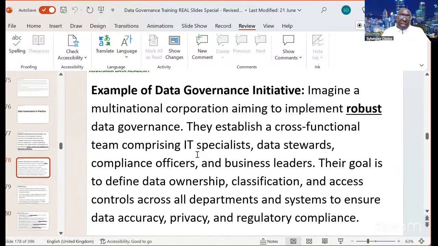So if I now ask, what is an example of implementing robust data governance in practice, what would you say? I know some of you are busy now. Try to prepare what you need to prepare. But what I ask you is on the screen. This is a typical example of a data governance initiative as well. You can use only this slide for your presentation.